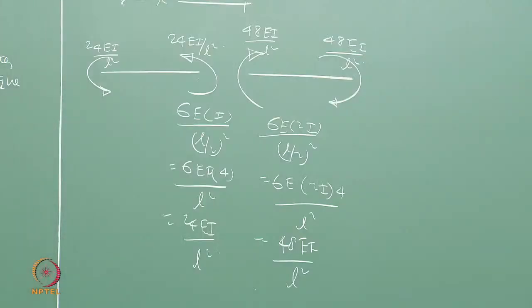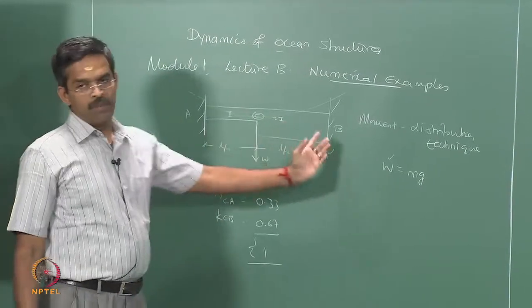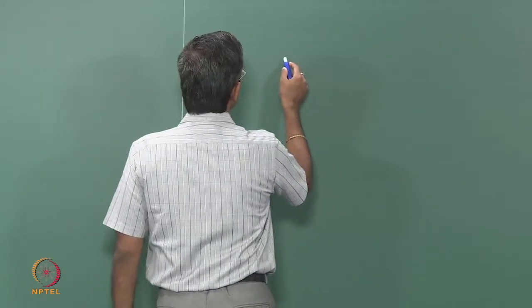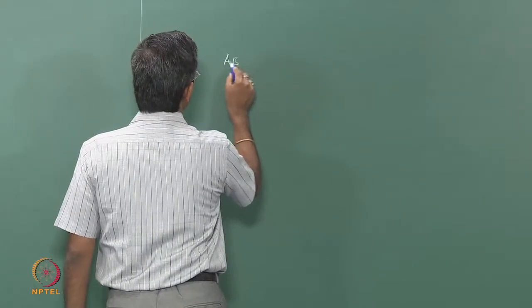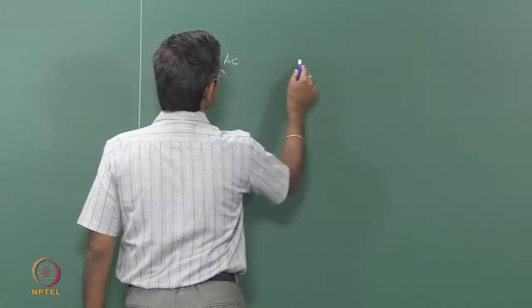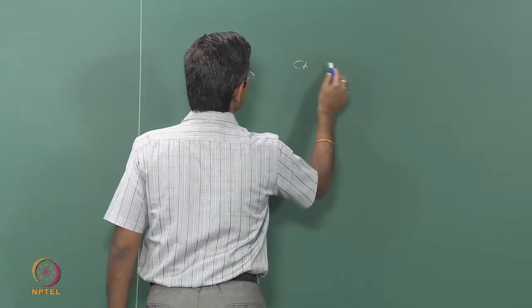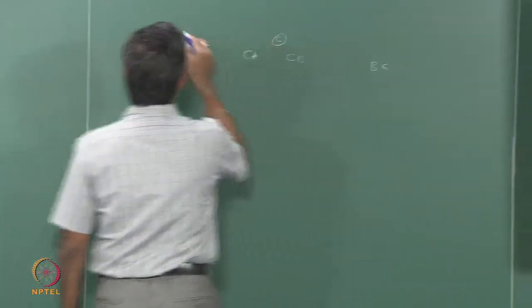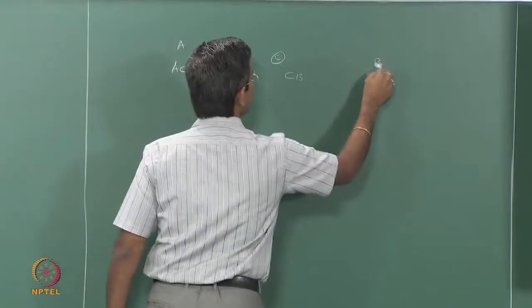I want to do a moment distribution for this particular member ACB in a conventional form, which we know. So, let us say member AC, CA, CB and BC. This is joint C, this is joint A, this is joint B.